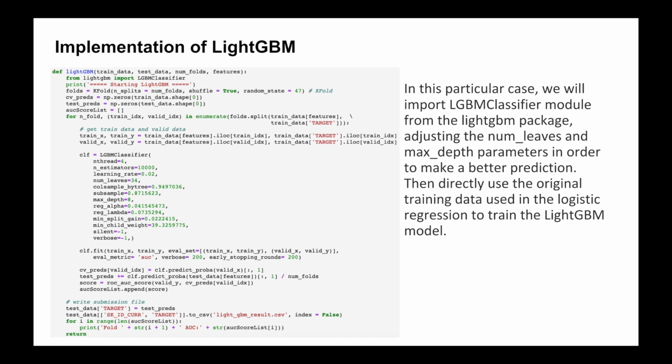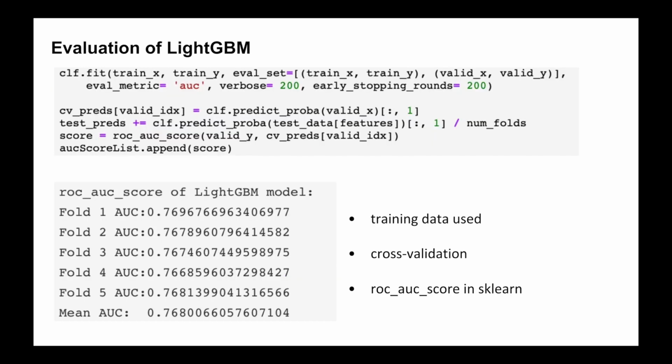In this particular case, we will import the lightGBM classifier module from the lightGBM package, adjusting the num_leaves and max_depth parameters in order to make a better prediction. Then directly use the original training data used in the logistic regression to train the lightGBM model. For the evaluation part of the lightGBM, part of the training data is used in performing cross-validation, and we can see from the result that the mean AUC is approximately 0.768.